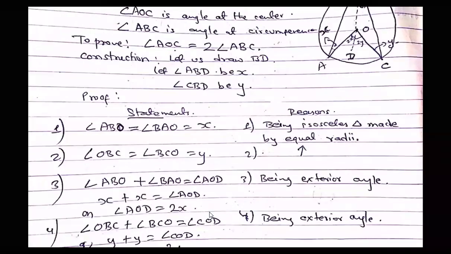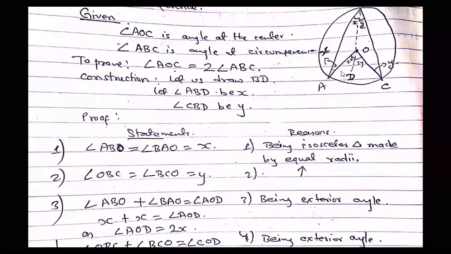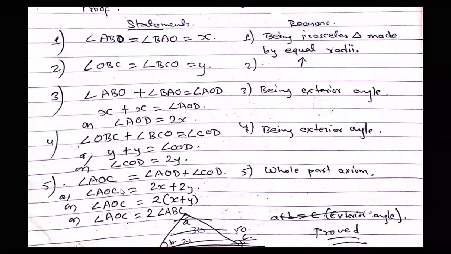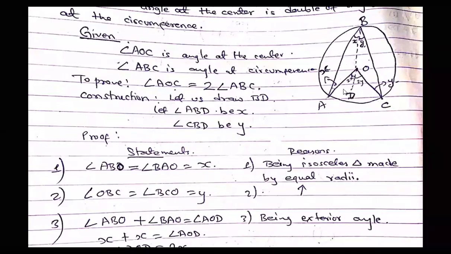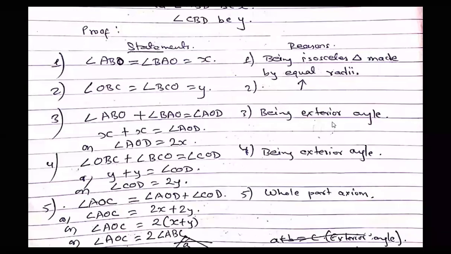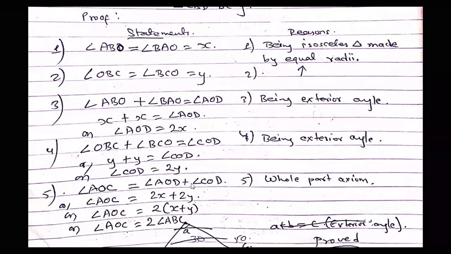Then angle AOC is made of two angles, AOD and COD. Right? The two angles are 2x and 2y. We add the two, so AOD plus COD together. So 2x plus 2y. If you take 2 common, then it will be x plus y.